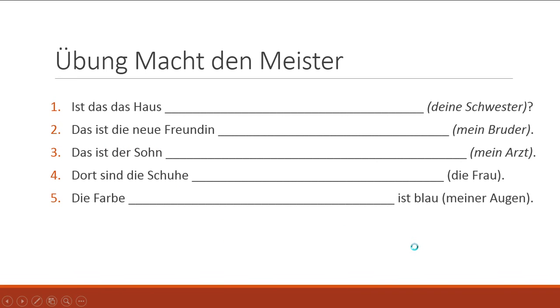So try your hand at these five, taking the words in parentheses and putting them in the genitive. So instead of "Is that the house?" please make sure that's only one das. Is that the house of your sister? So your sister becomes genitive. Pause this video and resume when you're ready to check your answers.